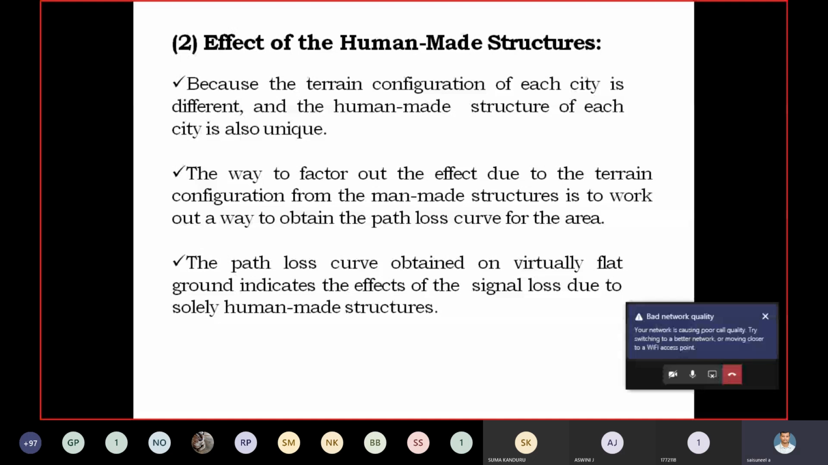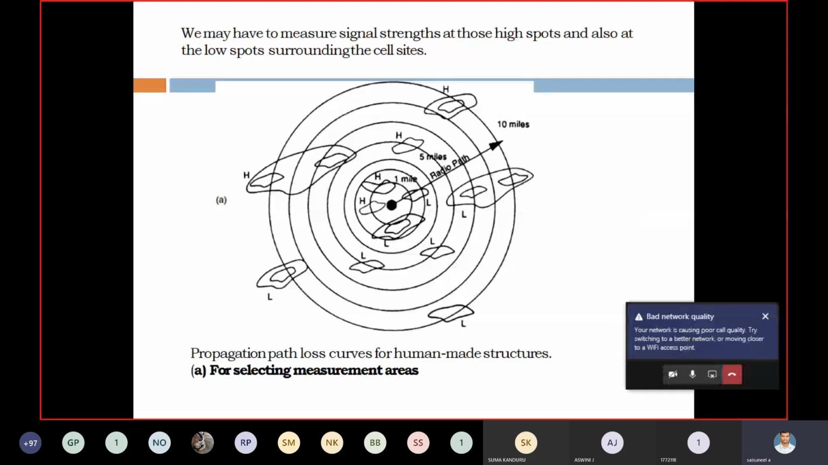See this figure. How to calculate the signal strength? Suppose in this figure, in the center there is a thick circle. This is nothing but a cell phone tower. Suppose the type of antenna we are using here is an omnidirectional antenna. What is meant by an omnidirectional antenna system? It radiates power equally in all directions.